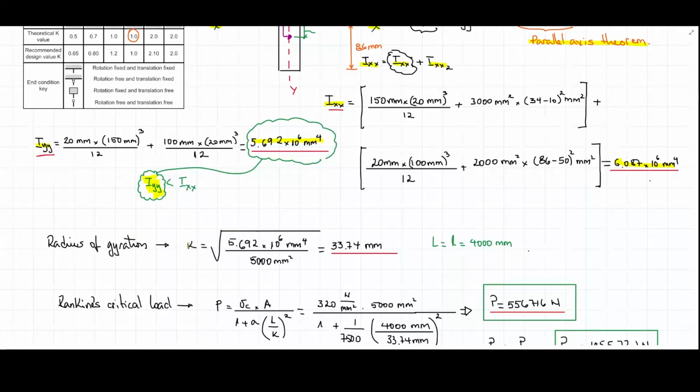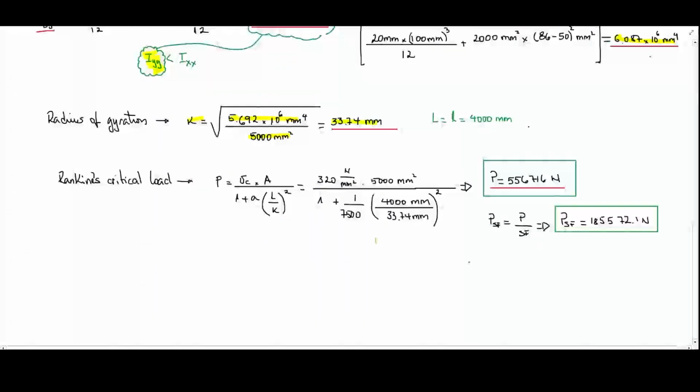Now I can calculate the radius of gyration with the known quantities, which gives me this value. I validate that the effective length of the column equals the physical length of the column because of the ending conditions, which are hinged and hinged. Then I can proceed and calculate the Rankine's critical load, which gives me this value. And finally, I can calculate the safe load by dividing the Rankine's critical load by the safety factor, and I get this result.